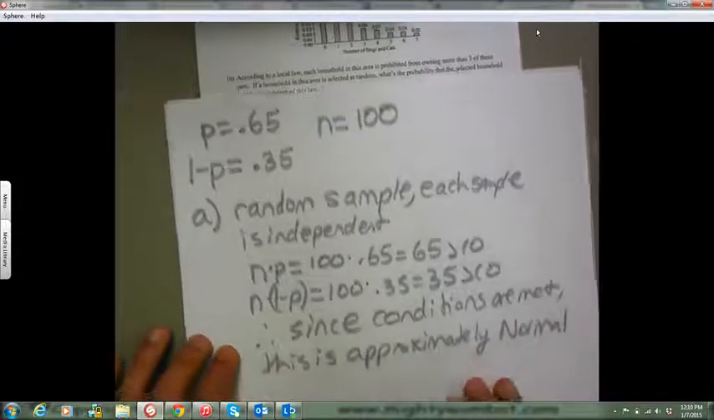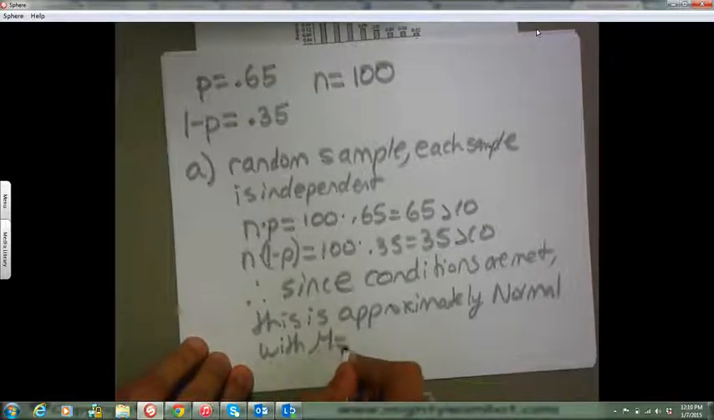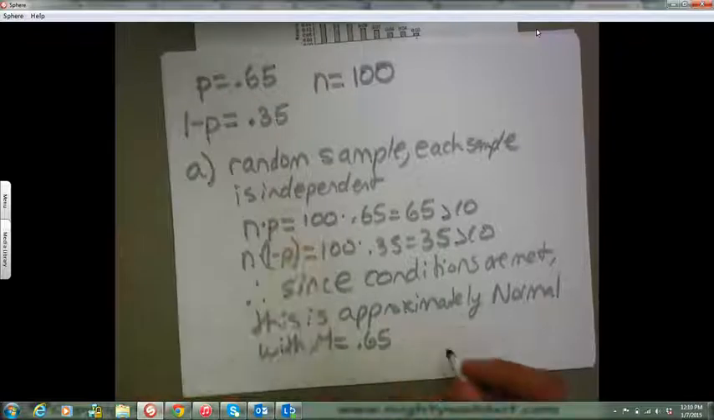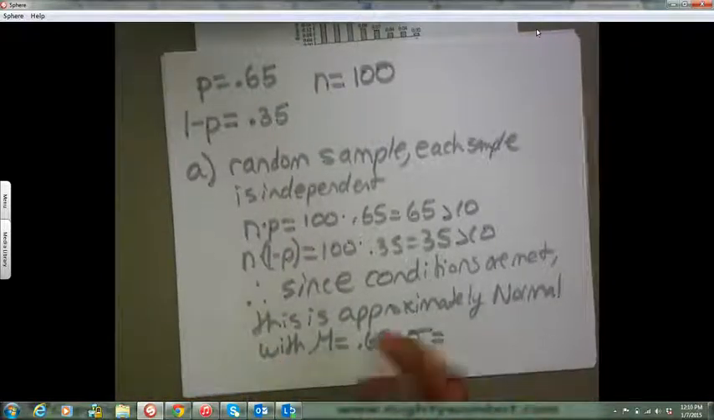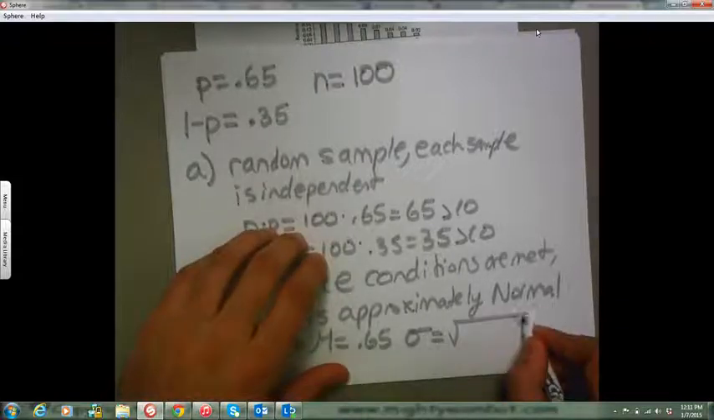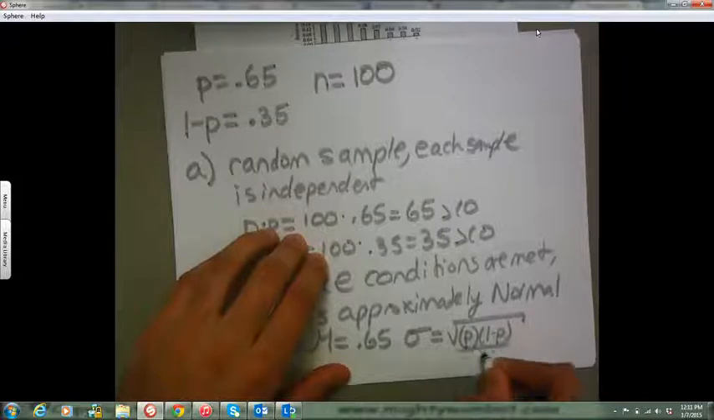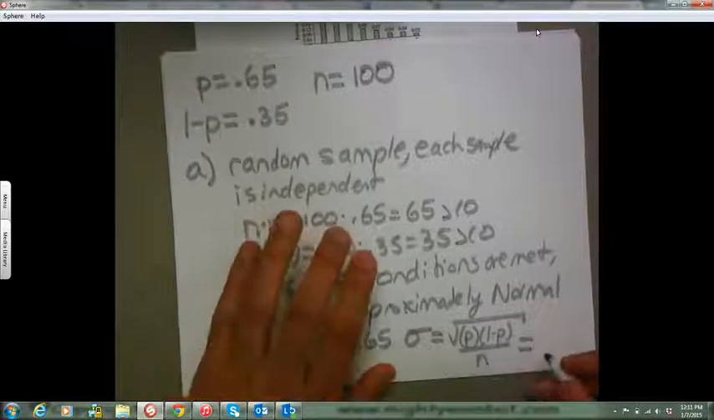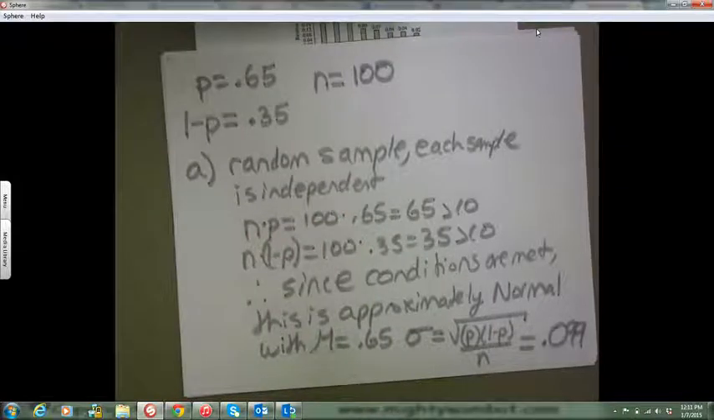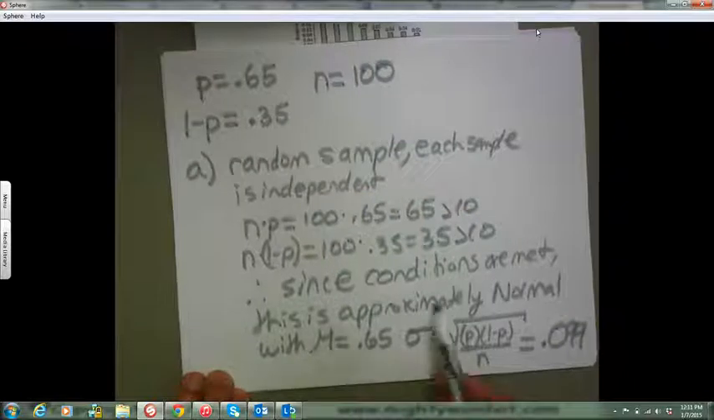Approximately normal with mean equal to the p-value, 0.65, and standard deviation equal to the square root, again this is given to you on the formula sheet, of p times 1 minus p over n, which is equal to 0.099. That's part A, describe the distribution. So you prove that the conditions are met, then you describe the distribution.